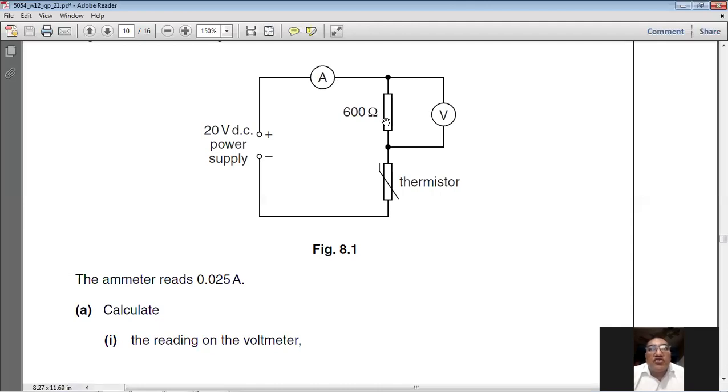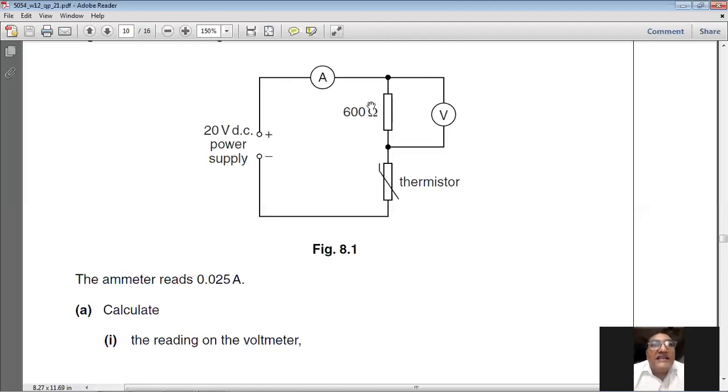The same current flows through the 600 ohm resistor, and the same current will flow through the thermistor and come back to the battery. So the current flowing through the 600 ohm resistor is 0.025 amp. If I know the resistance of this, 600 ohm, and the current flowing through it, we know that V is equal to IR. So I can calculate the voltage drop.